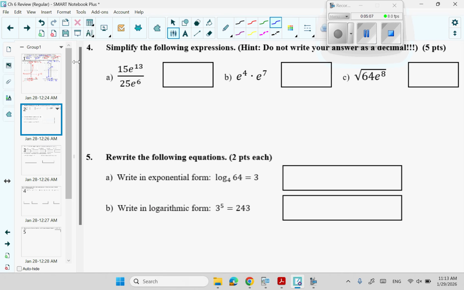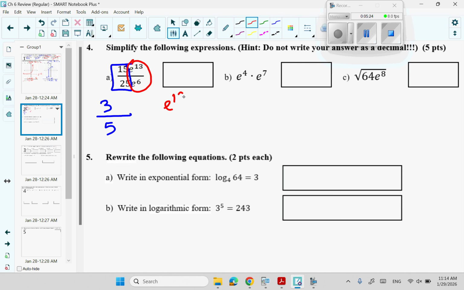Number 4, simplify the expression. So let's start with the numbers first. I'm dividing. So how can I simplify 15 over 25? Well, they're both divisible by 5, so I can turn that into 3/5. And then I can worry about these guys separately.